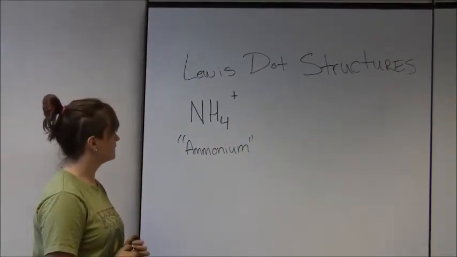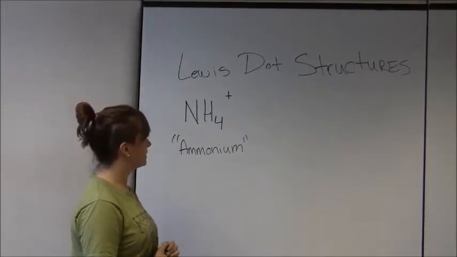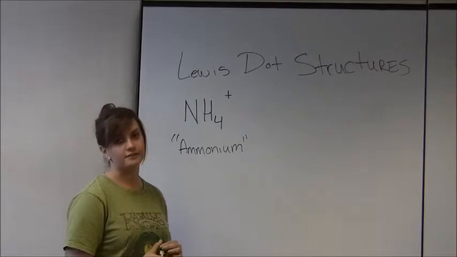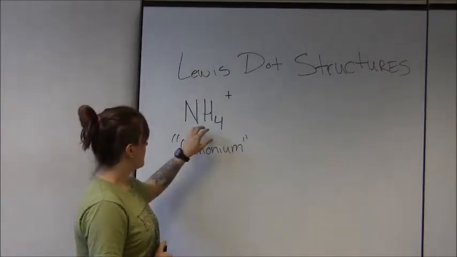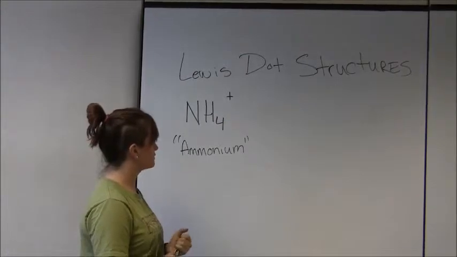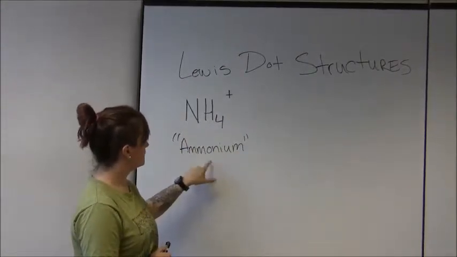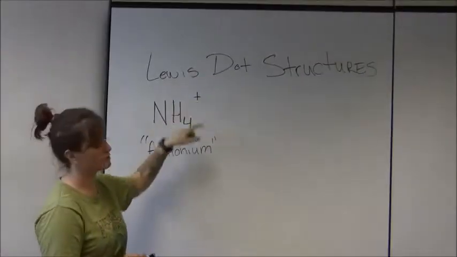The next Lewis dot structure problem we're going to do, I'm going to show you how to do the dot structure for polyatomic ions. If you don't know what that is, you can look it up in the book. They're ions that have a special charge. They don't have a neutral charge. This one, NH4, is known as ammonium, and it has a +1 charge.